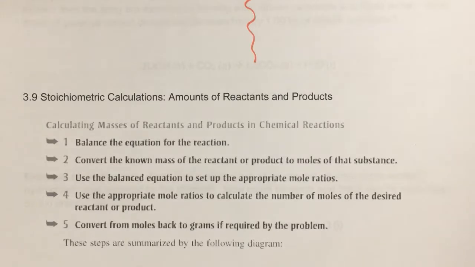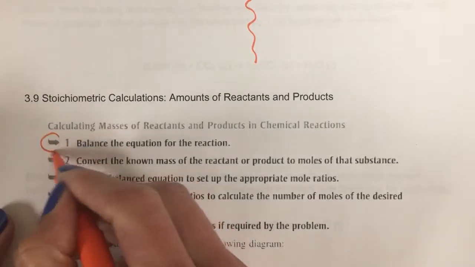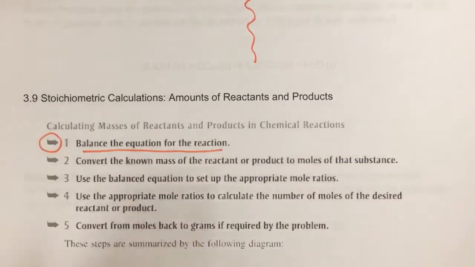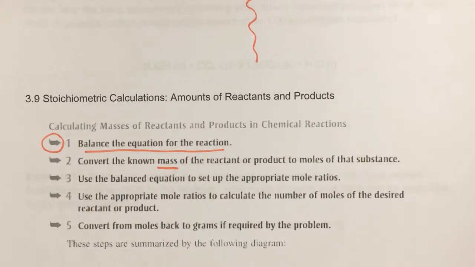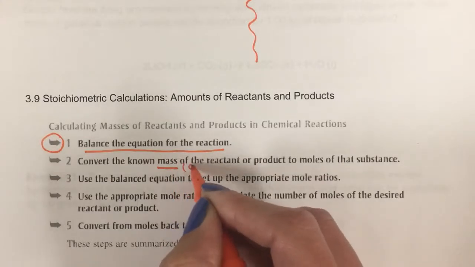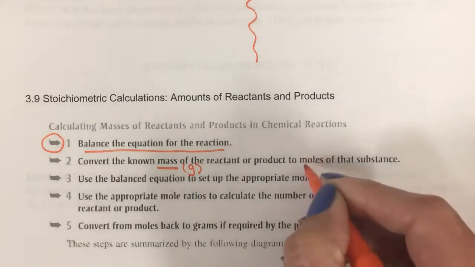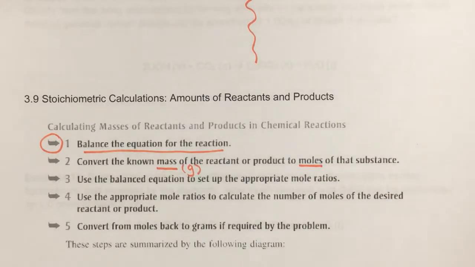Okay? So if you notice, step one was to balance the equation. If I don't have a balanced chemical equation, I can't do anything. Okay? So I'm going to have a chemical equation. What I'm going to do then is I'm going to change the mass of what I know. I'll either know the mass of one of my reactants or one of my products, but I'm always going to be starting with grams. I'm changing the grams of what I know to moles of what I know.